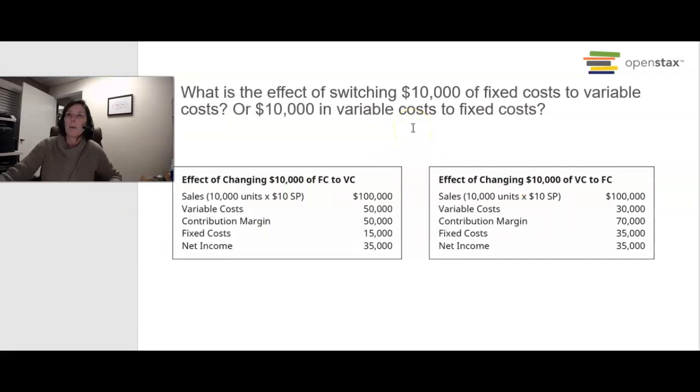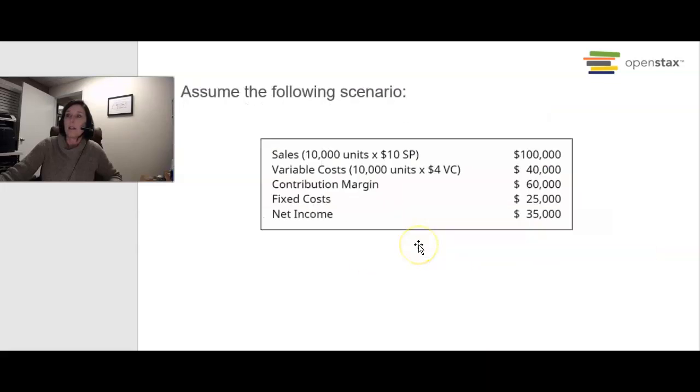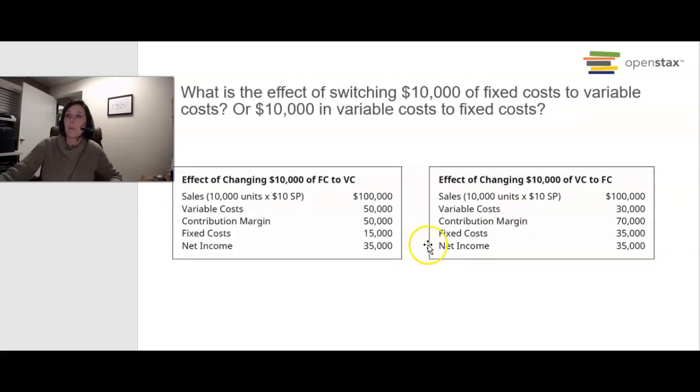So what would happen in this case if 10,000 of the fixed costs were instead variable costs and variable costs were fixed costs? How would that change things? Well, in the beginning and at this volume, it doesn't make any difference. You're going to see this is the same income as it was before.